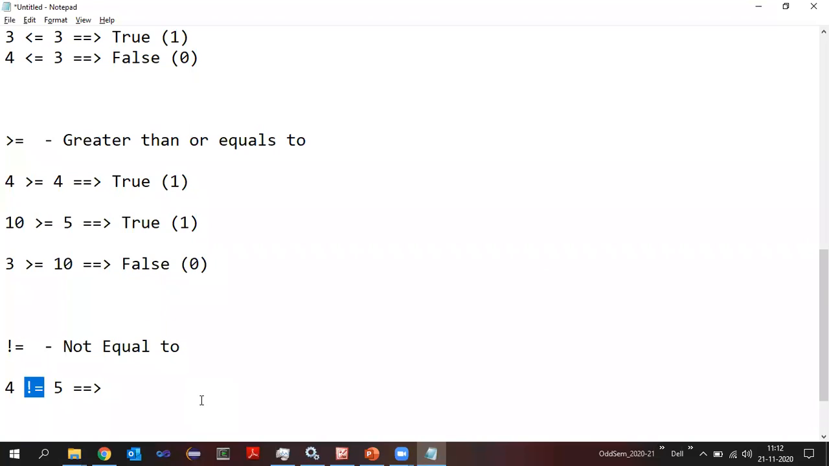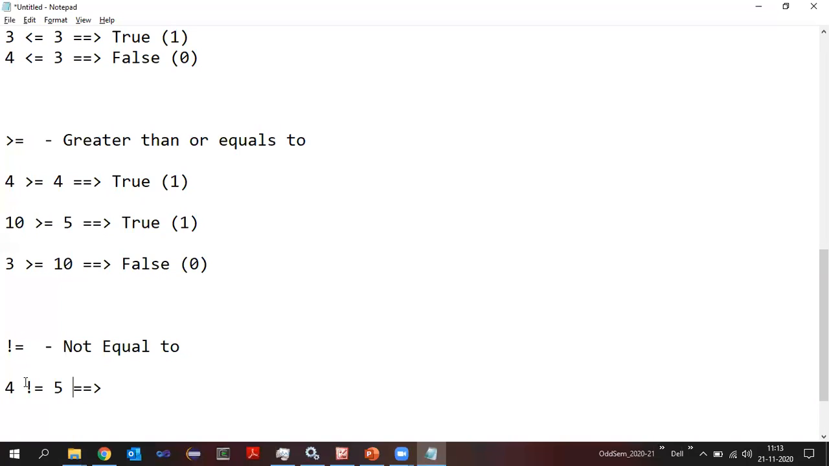If you notice, two symbols are there. First one, an exclamatory mark. This is something new which you are seeing here: the exclamatory mark, followed by equals to. The exclamatory mark in programming indicates a not. It is like a negation, right? So not equals to. How do we read this? 4 not equals to 5.